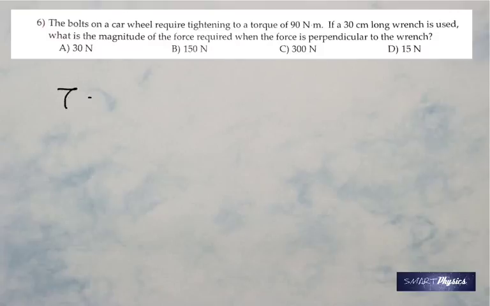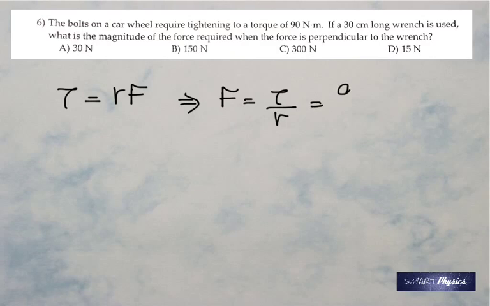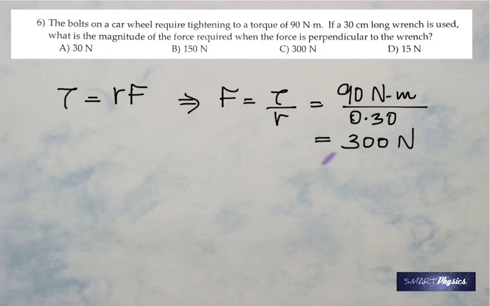Now, torque is given by the product of the perpendicular distance and the force. Rearrange that, and you get the force as torque divided by the radius. That gives 90 Newton meter divided by 0.30, which gives 300 newtons as the answer.